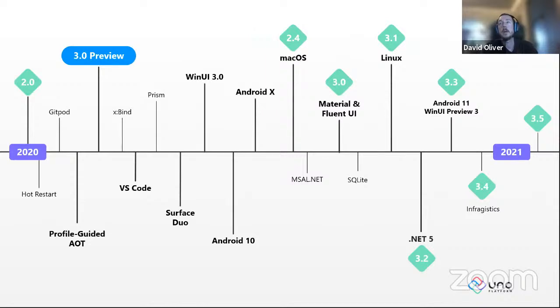Since then, WinUI 3 was announced as well. So WinUI 3 is basically the next evolution of the UWP framework. So Uno is compatible with WinUI 3. It's also compatible with UWP. So what that means is that if you have existing UWP applications, you can use the code as it is in an Uno platform application, and the same for WinUI 3.